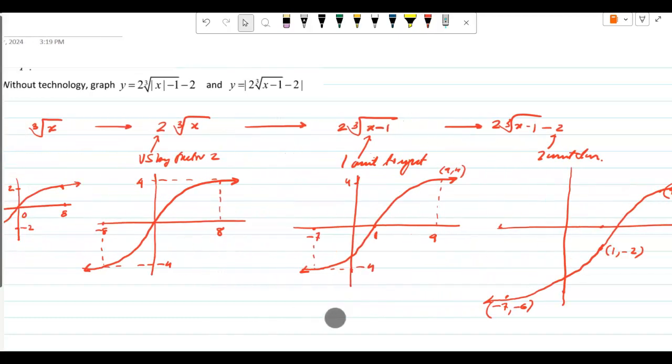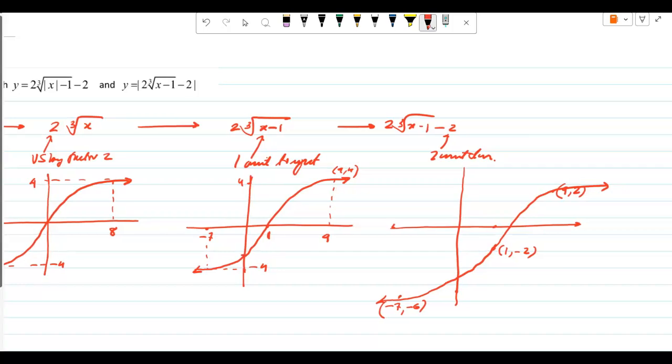By the way, what will point P be? Is that minus 7 minus 4? How do you find point P? How do you find the y-intercept? Put x as 0. So what will that be? 0 minus 1 is minus 1. What is the cube root of minus 1? Minus 1. So 2 into minus 1 is minus 2. Now this is shifted 2 units down, so that becomes minus 4. Correct?